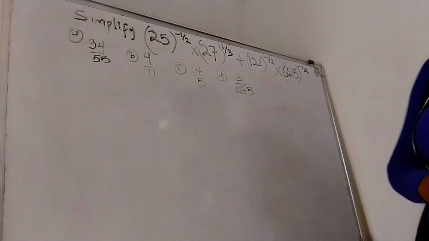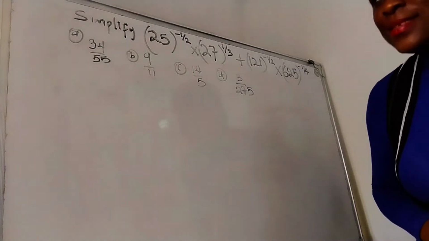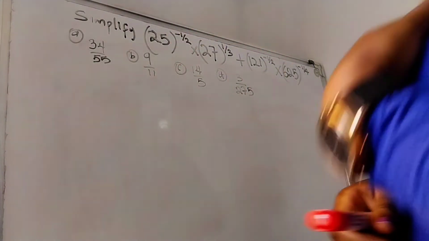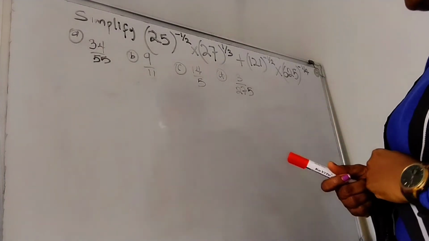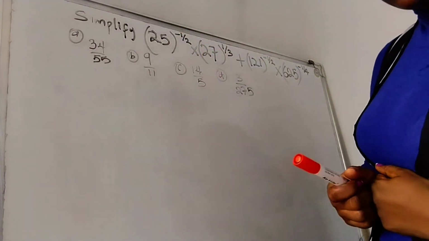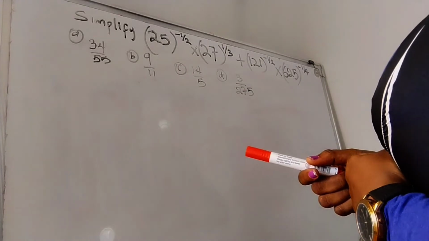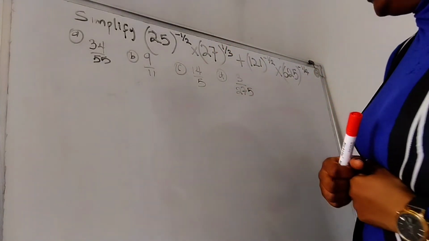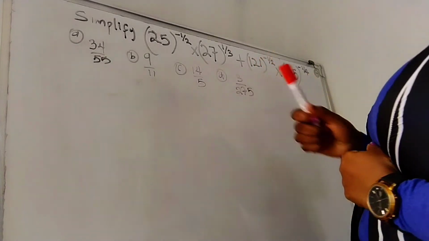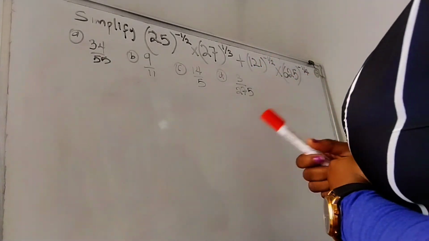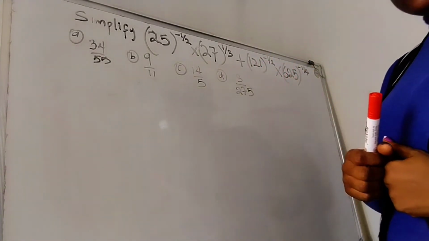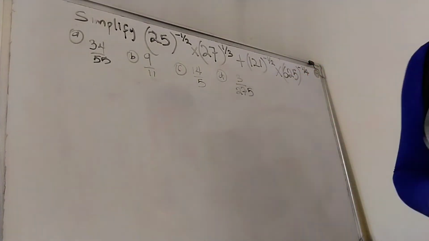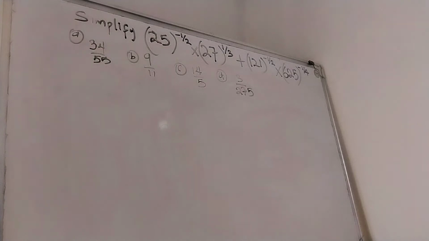And so, welcome to the third question. It reads: simplify, remember it's a JAMB past question, simplify 25 raised to power minus 1 over 2 times 27 raised to power 1 over 3 plus 121 raised to power 1 over 2 times 625 raised to power minus 1 over 4.